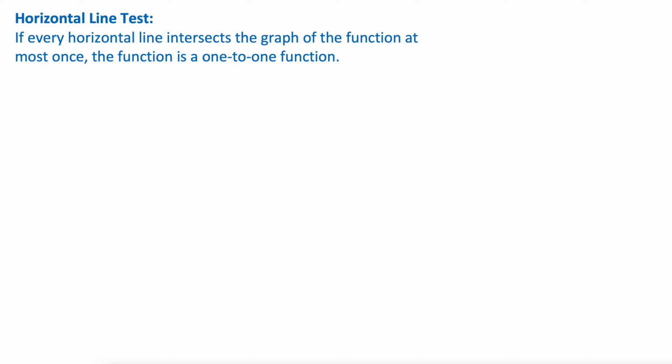As soon as we start talking about invertible functions, the question arises, how do we tell when a function is invertible? Or how do we tell when a function is one-to-one, right? One-to-one and invertible are the same thing in this context. Luckily, there's a nice test for that.